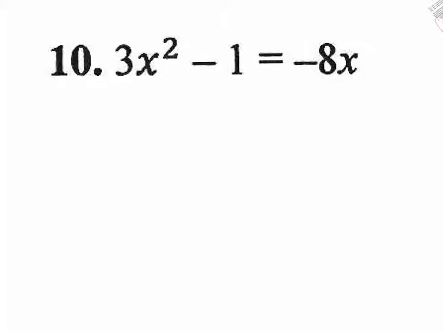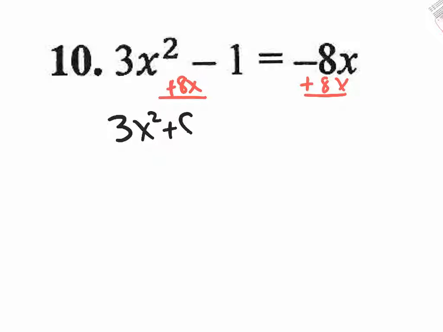Number 10, you can't really do this until you set it equal to 0. So we're going to add 8x, and you're going to have to rewrite the whole thing: 3x squared plus 8x minus 1 equals 0. Your A value is 3, your B value is 8, your C value is negative 1.